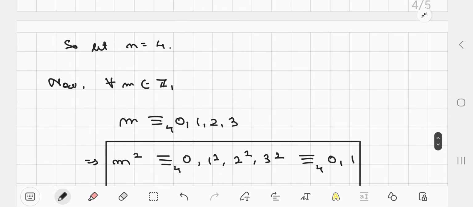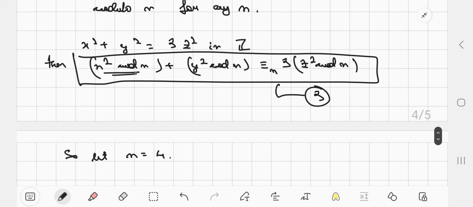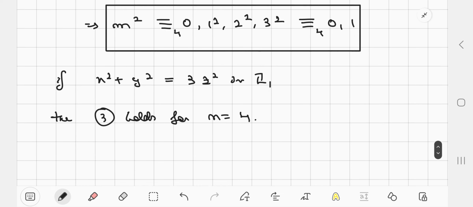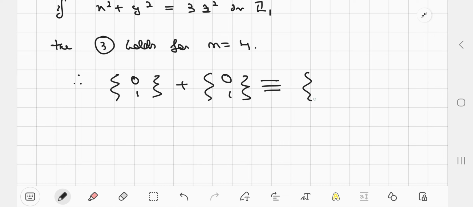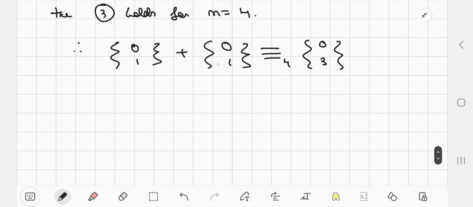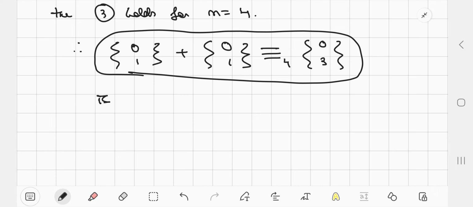But if I use n equal to 4 in 3, then x square modulo n can either be 0 or 1, y square modulo n can either be 0 or 1, and similarly z square modulo n can either be 0 or 1, right? Therefore, we have the set of elements 0 or 1 plus the set of elements 0 or 1 congruent to 3 times the set of elements 0 or 1. So 3 times 0 will be 0 and 3 times 1 will be 3 modulo 4. But then observe, the only possibility for this to hold is if we have all zeros.